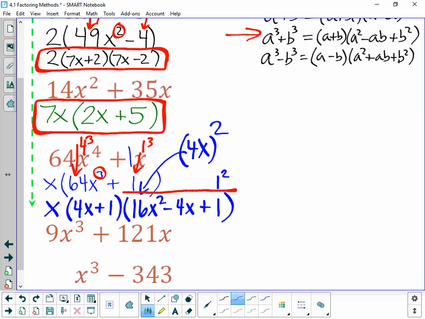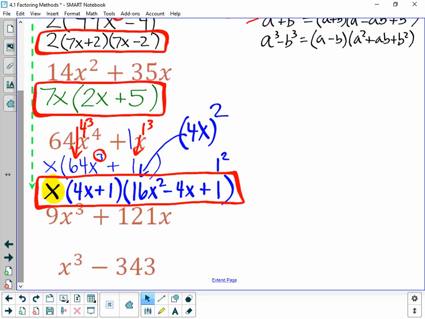So this is our complete factorization of 64x to the fourth plus x. Sorry, I have writing all over it. Remember that this first factor does not disappear, this x. That is one of the factors of that expression. Don't lose it, please.